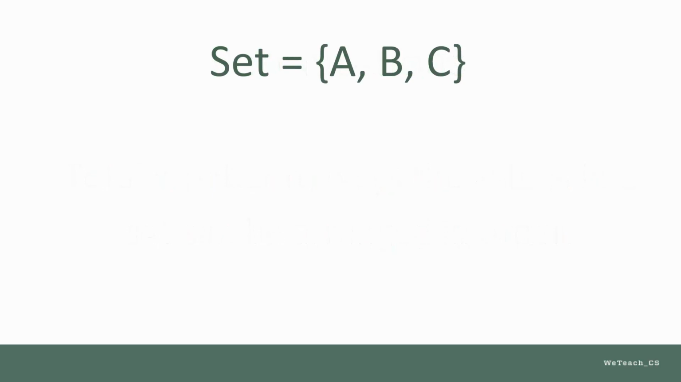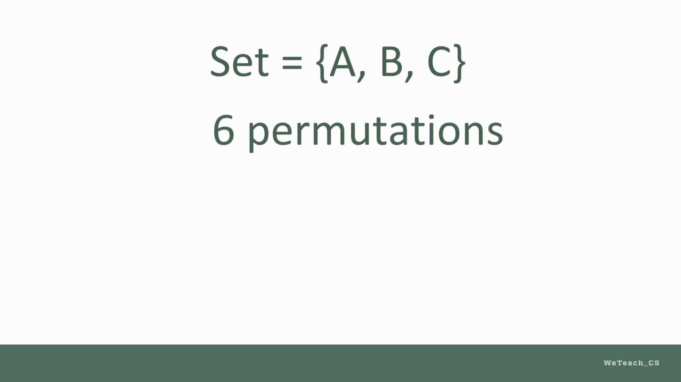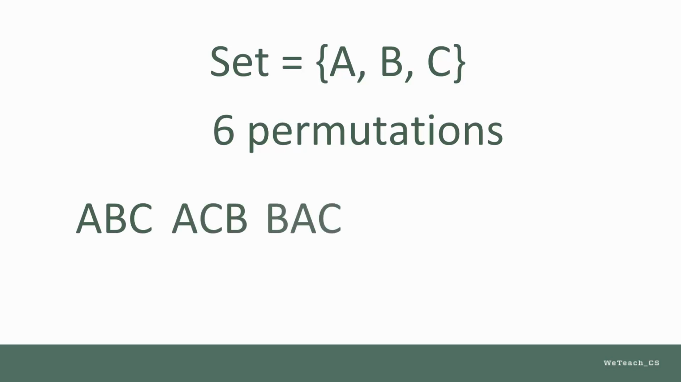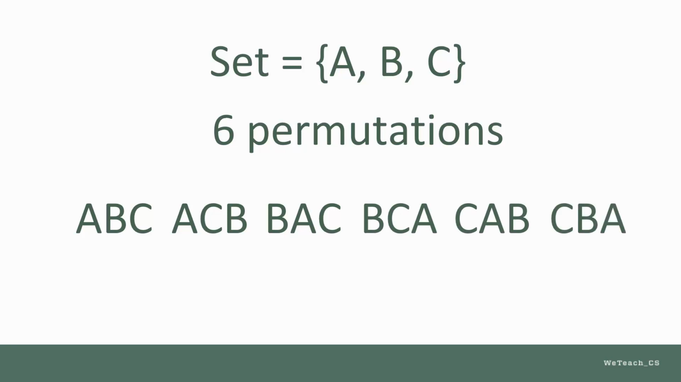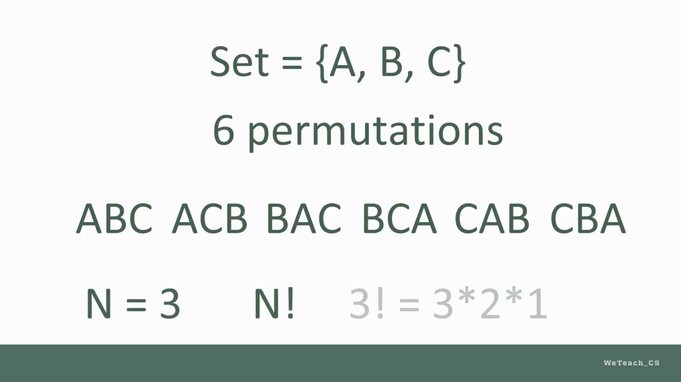For example, from a set of 3 alphabet letters, A, B, and C, there are 6 ways to arrange those values in order. Namely, ABC, ACB, BAC, BCA, CAB, and CBA. The mathematical formula used to calculate how many permutations are possible involving all the elements in a set with n values is simply n factorial, or in this case, 3 factorial, which means 3 times 2 times 1, equaling 6.